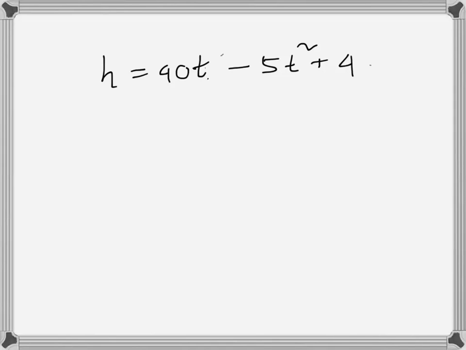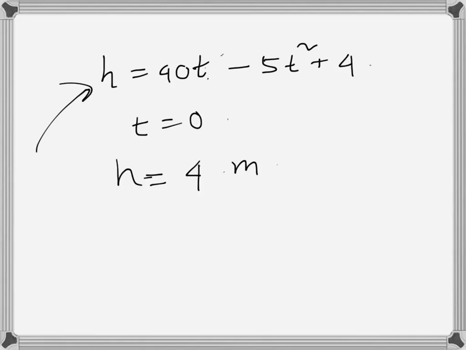The projectile is fired in the air and we have to find the initial height. So initial height will be when t is equal to 0, and if I put t is equal to 0 in this equation, that is 4 meter. That is the initial height.